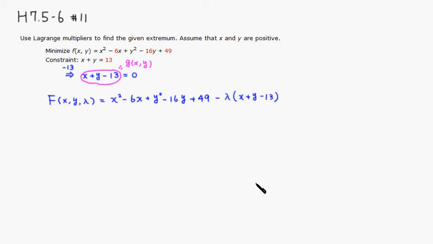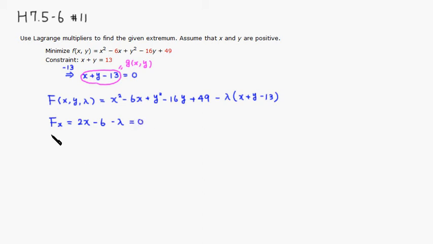Then all you really have to do is find the critical point of this function. So let's take the first partials. The partial of F with respect to x: the partial of this gives you 2x, from here you get the negative 6, the rest give 0, and the partial of x with respect to x is 1, so it's negative lambda. We set this equal to 0.